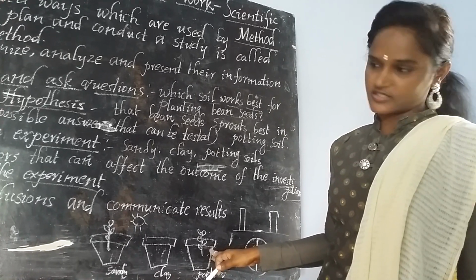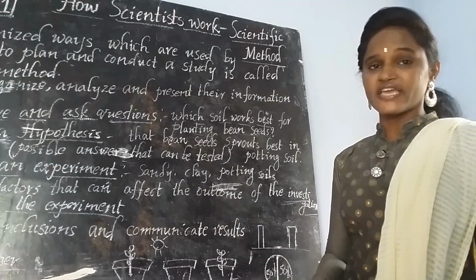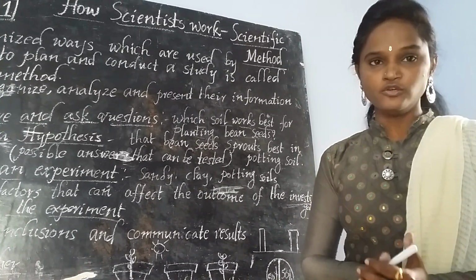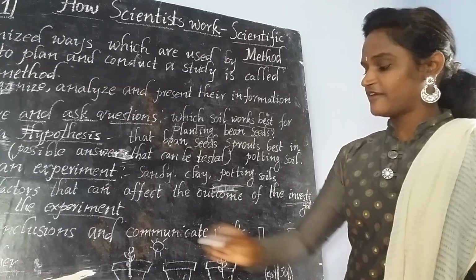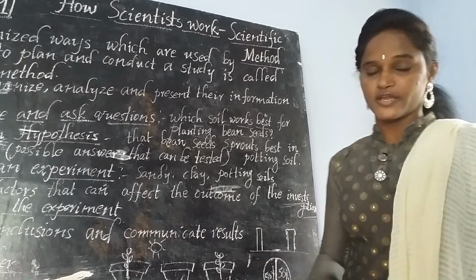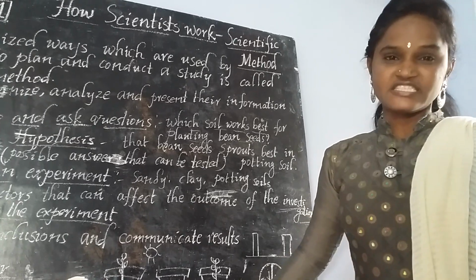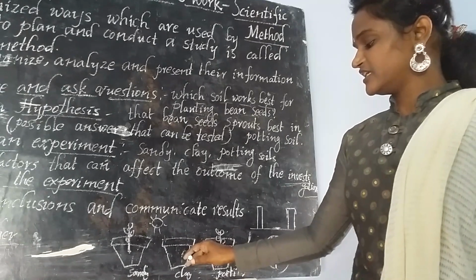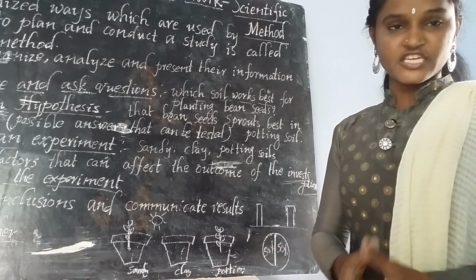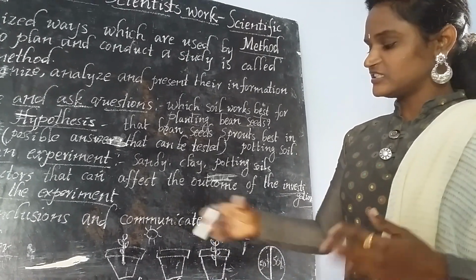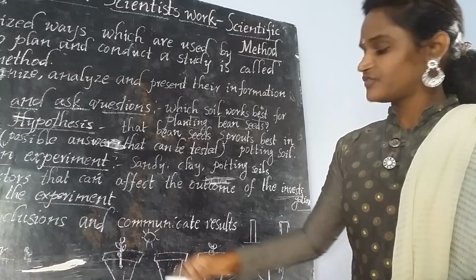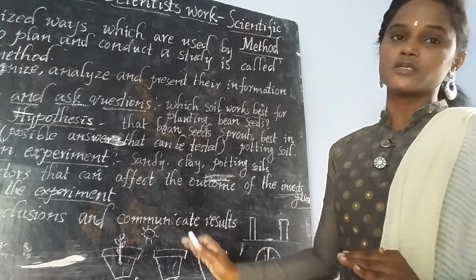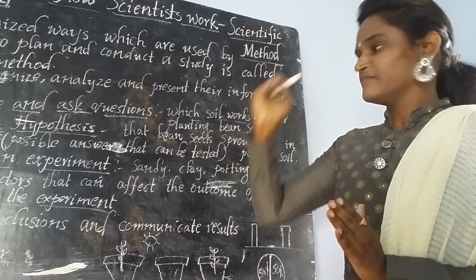No, it is impossible. That's why, while we are conducting the experiment, we must take care about constant variables. We have to provide the same conditions to the experiment. Here we change the soil because our question is in which soil the bean seeds are going to grow well. That's why we change only one variable. Remaining all variables we provide in the same manner.